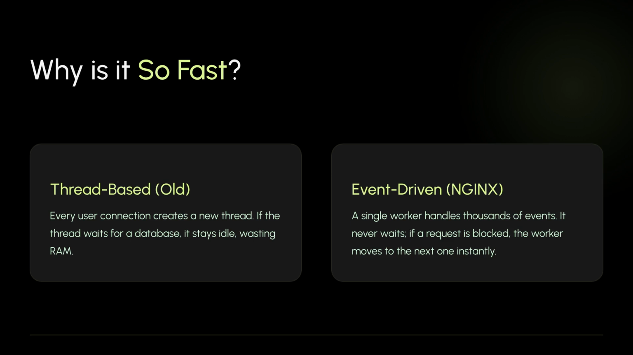NGINX takes a completely different approach. Instead of creating thousands of threads, a worker process listens for events. If one request is waiting, the worker immediately moves on to another request. No waiting, no blocked threads, just continuous processing. That's why NGINX can handle massive traffic loads with surprisingly low resource usage.